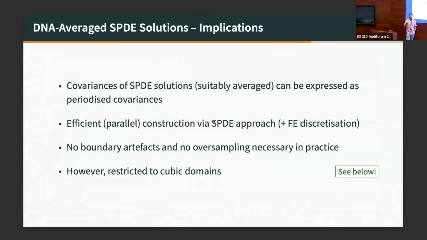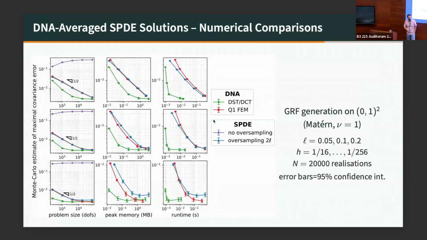What implications does it have? First of all, by periodizing, you can express these covariances of SPDE solutions with given boundary conditions. You can efficiently, in parallel, construct them after you've done some finite element discretization, for example. You don't have boundary artifacts, and no oversampling is necessary in practice. However, for the moment it's restricted to cubic domains. I'll comment on that later.